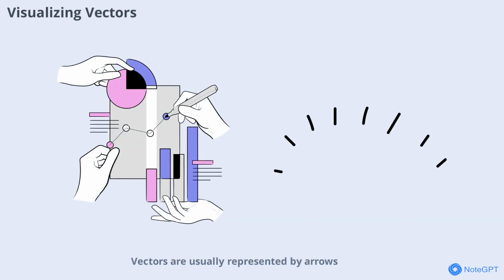Vectors are usually represented by arrows. The length of the arrow shows the magnitude, and the direction of the arrow shows the direction of the quantity. For example, if you walk 4 meters north, you can draw an arrow pointing north with a length proportional to 4 meters. This visual representation helps us understand how vectors combine and interact in space.